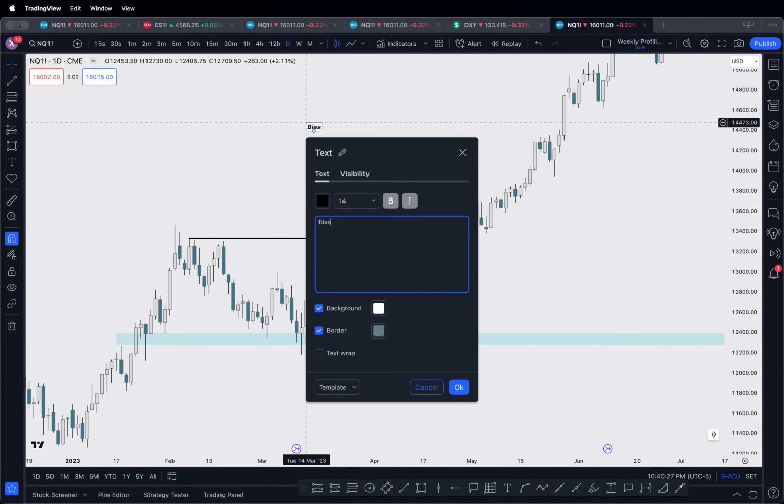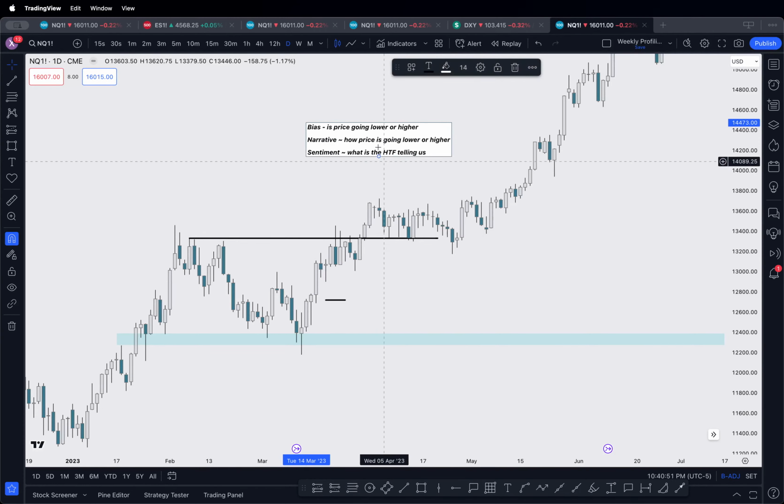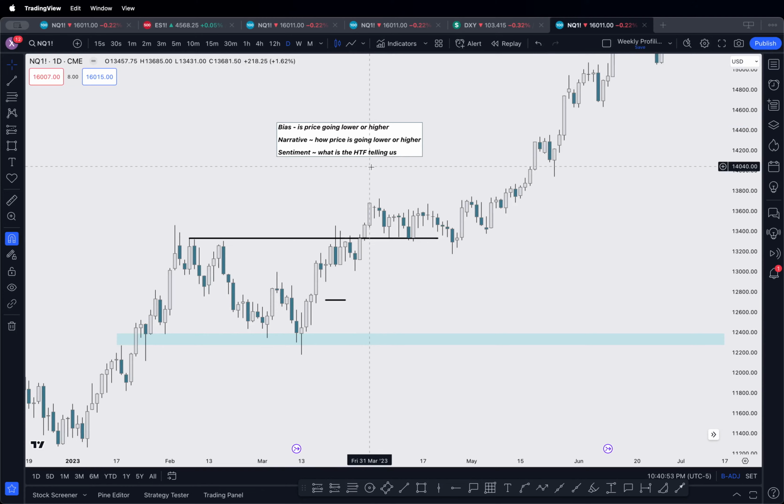So if we define bias as, is price going lower or higher? And we define narrative as how price is going lower or higher. And if we define sentiment as what is the chart, or what is the highest time frame telling us? Do these definitions make sense, Niku?